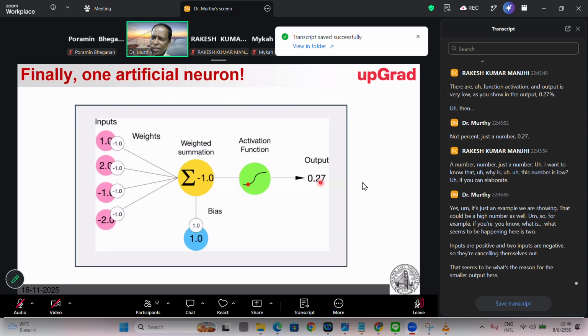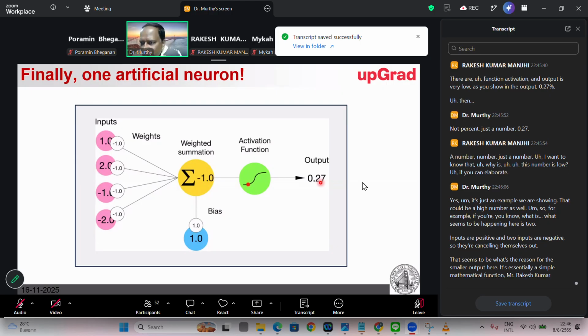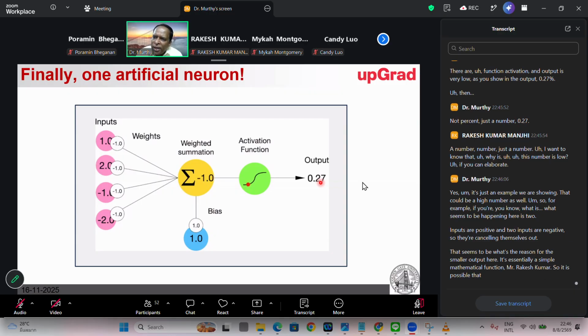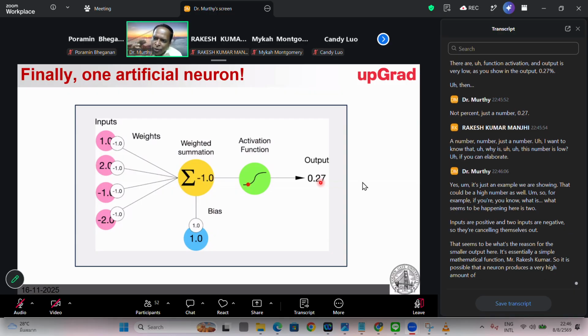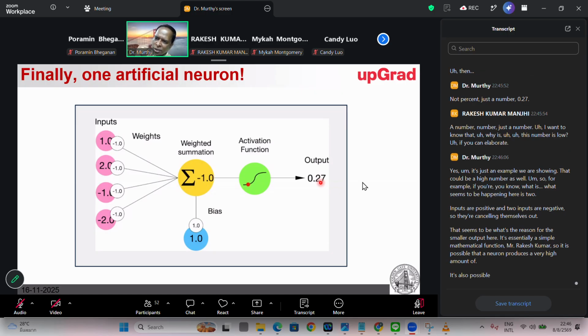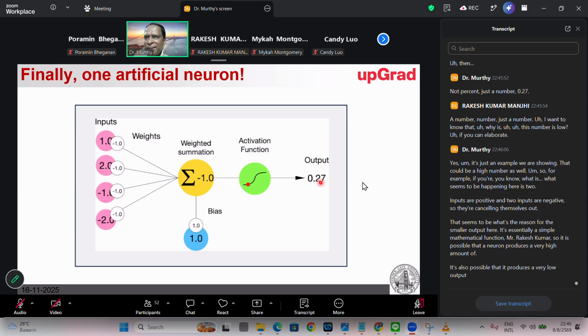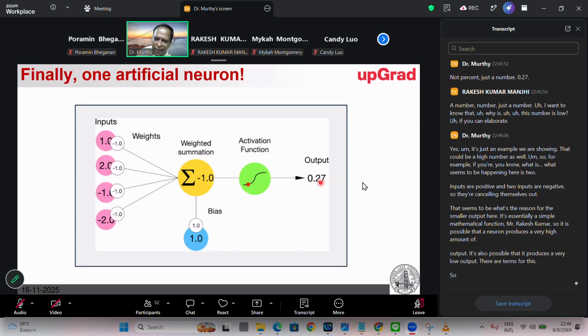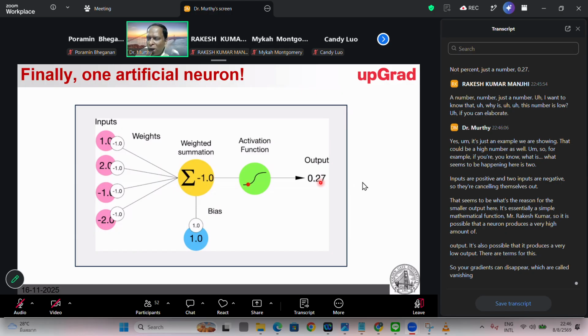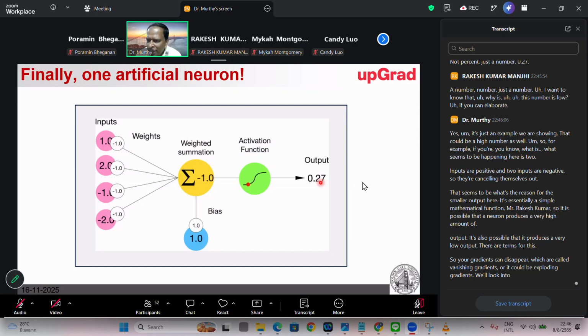It's essentially a simple mathematical function, Mr. Rakesh Kumar. So it is possible that a neuron produces a very high amount of output. It's also possible that it produces a very low output. There are terms for this. So your gradients can disappear, which are called vanishing gradients, or it could be exploding gradients. We'll look into all of that in the deep learning class.